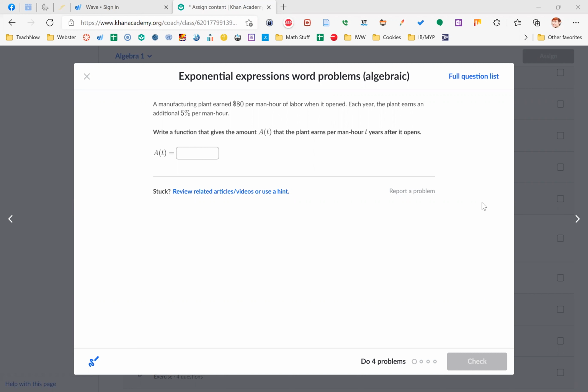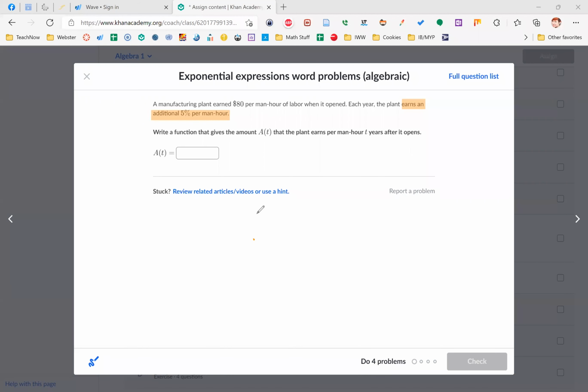So if you look at this first example, a manufacturing plant earned $80 per man hour of labor when it opened. Okay, each year the plant earns an additional 5% per man hour. So that's part of our key right there. It says an additional 5%. So the change that's happening each year is that it's more by 5%.